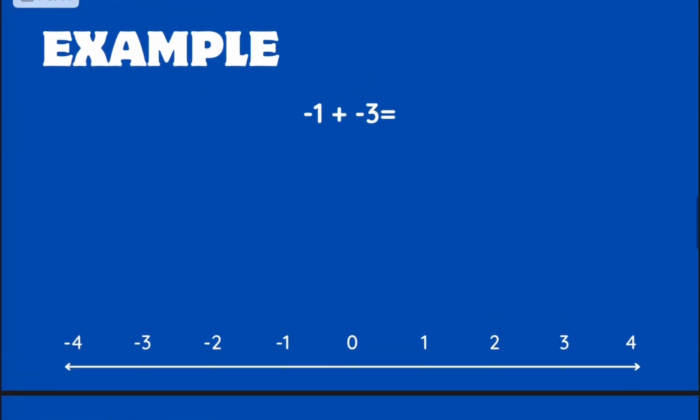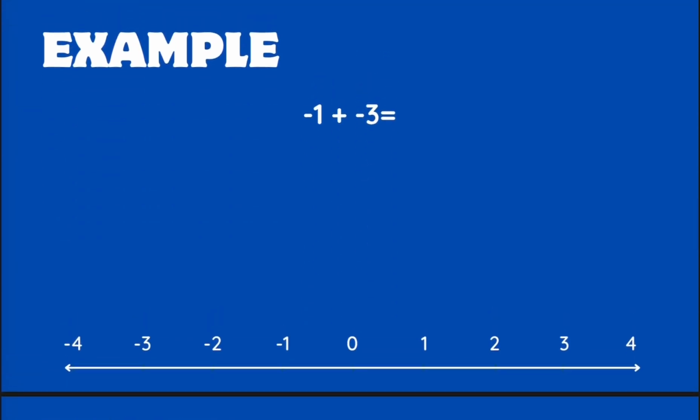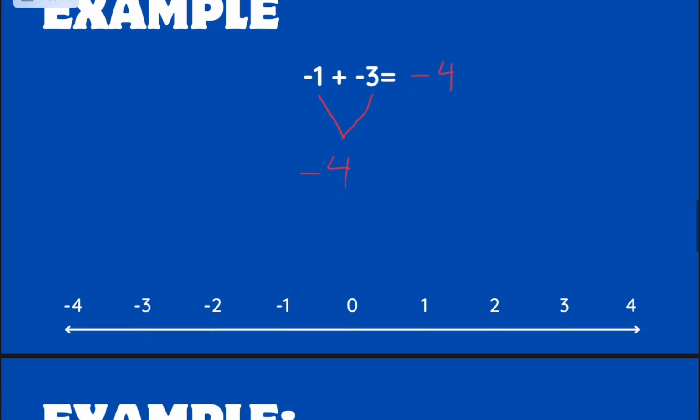Let's look at this first example. -1 plus -3. They have the same sign. So what do we do when we have the same sign? We just add the numbers. So 1 plus 3 is 4, and we keep the sign. They're both negative, so we make this -4. So -1 plus -3 is equal to -4.